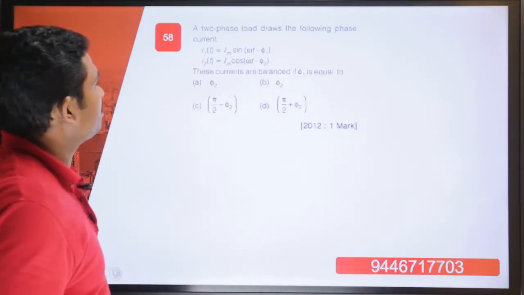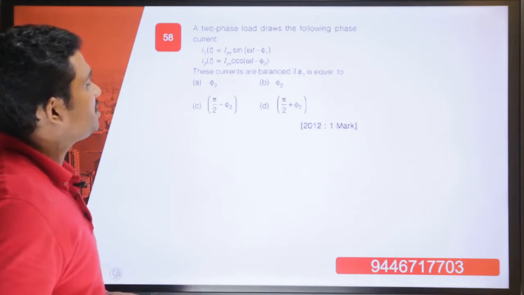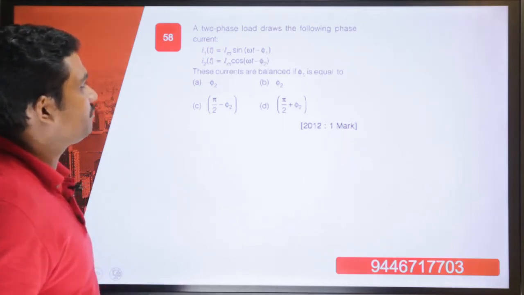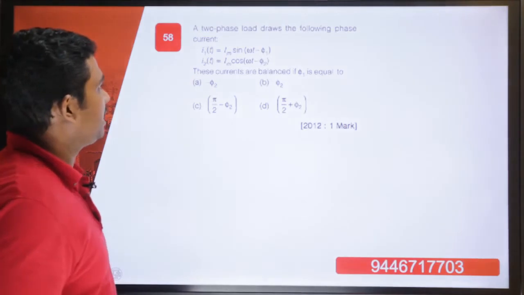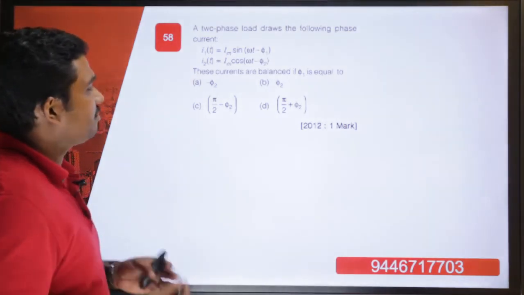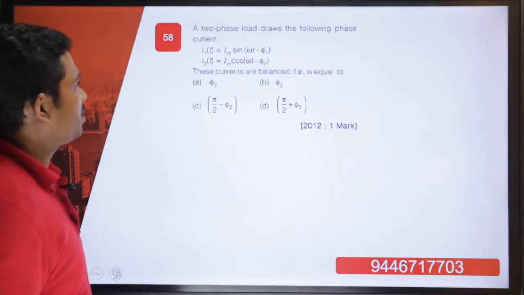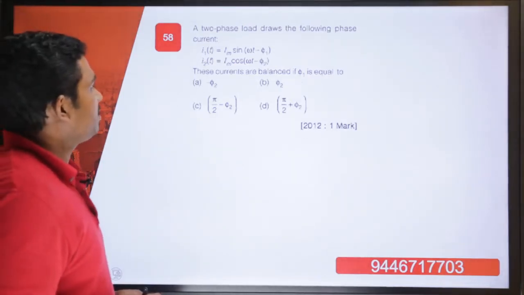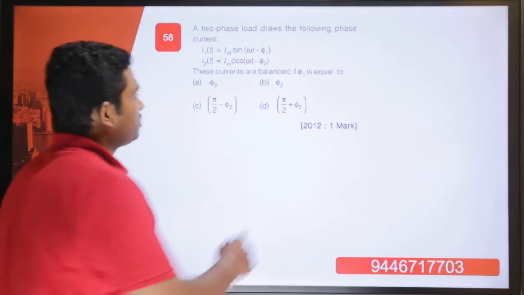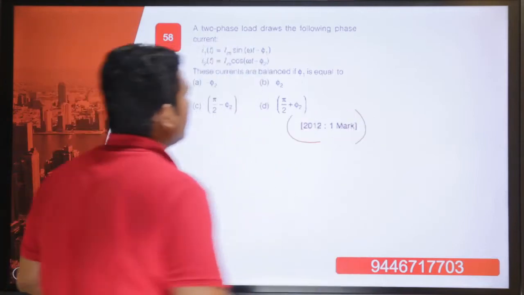Now moving into question number 58. A two-phase load draws the following phase currents, I1 of T and I2 of T. These currents are balanced if phi1 is equal to what? I1 of T and I2 of T are given. This is a 2012 1 mark question.